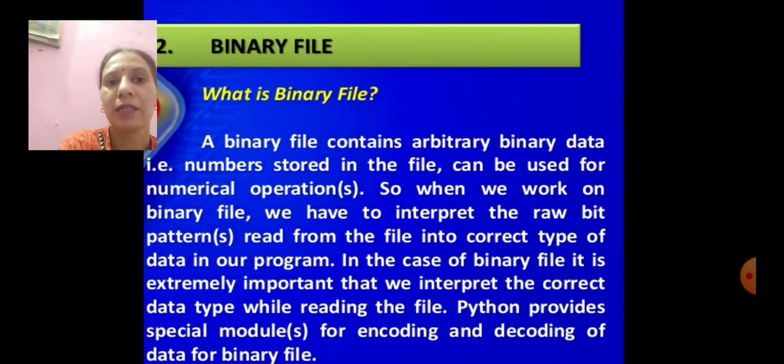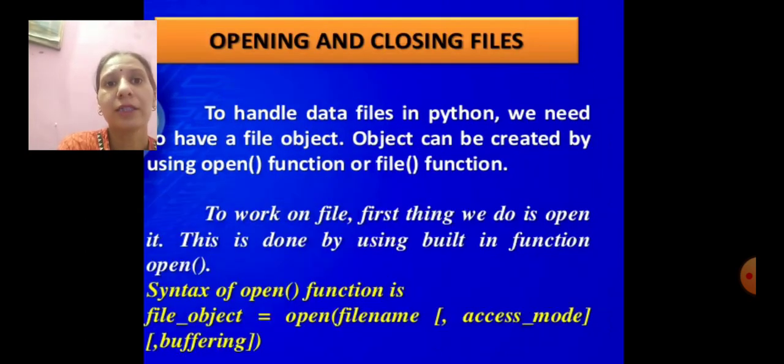In binary files we do not require EOL, end of line, and Python provides a special module for encoding and decoding of the data for a binary file, that is the pickle module. The extension of a binary file is .dat, and the extension of a text file is .txt. For opening and closing files we use the open function to open a file, and the close function to close a file.